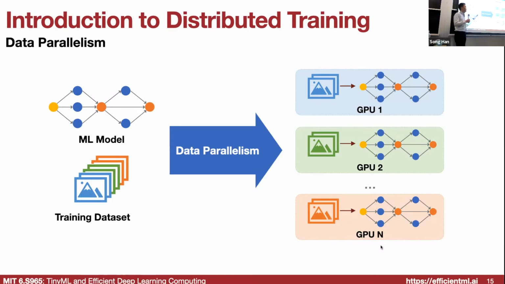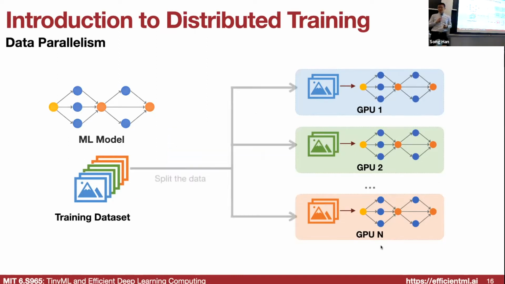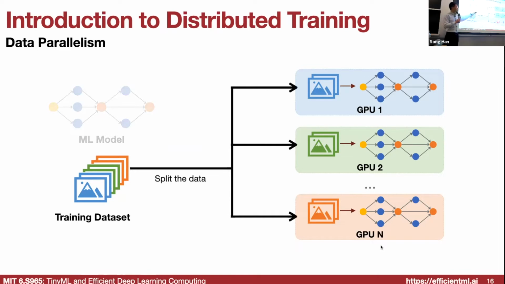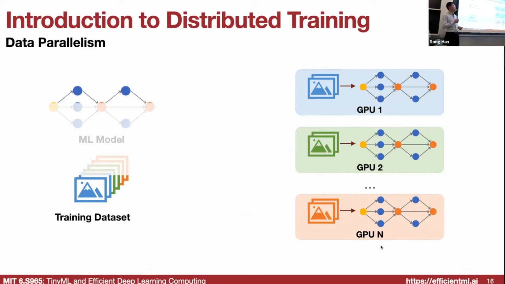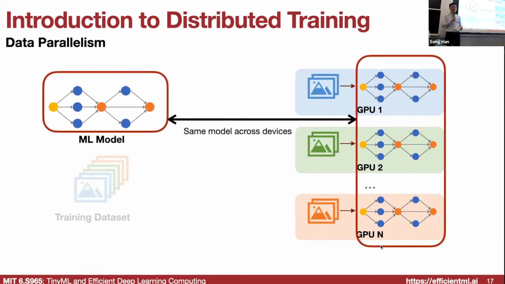Different nodes are training on the same model, the same model but different data. So just distributed data. This is called data parallelism. We split the data set into different chunks, and each GPU trains on a particular chunk, and they share the same model across different devices.